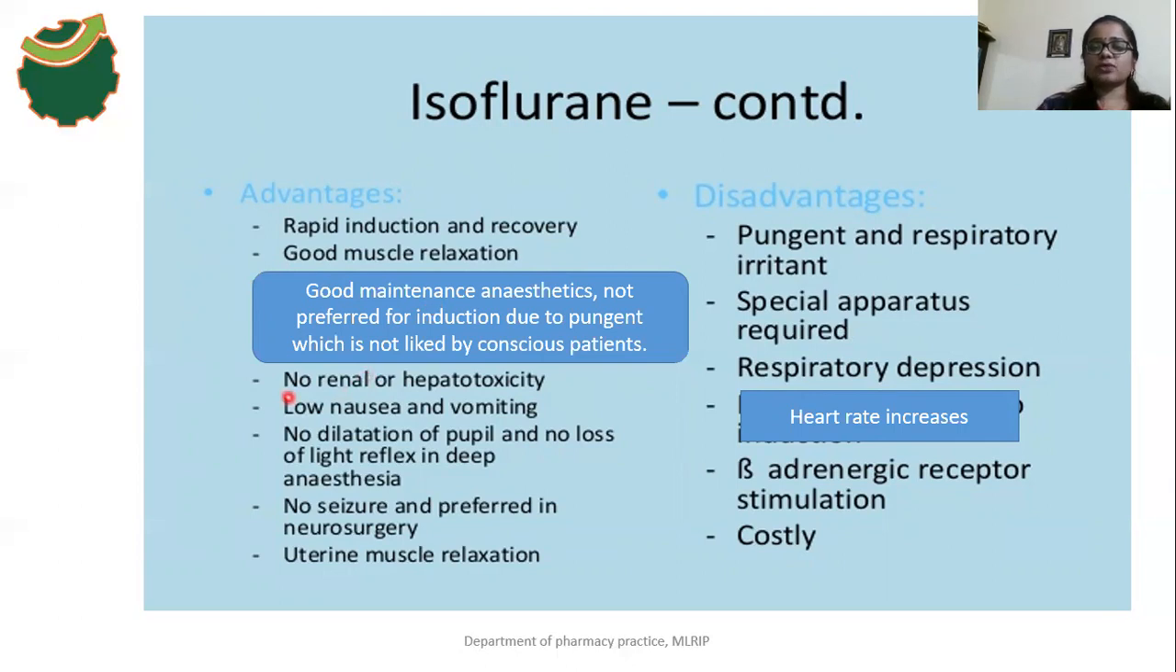There is no renal toxicity and no hepatotoxicity, and there is low nausea and low vomiting. The incidence of vomiting is very low, there is no dilation of the pupil, and no loss of light reflex in deep anesthesia. There are also no seizures. Enflurane causes seizures, so that drug is banned in India. But isoflurane is preferred in neurosurgery.